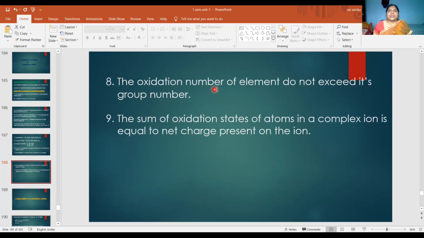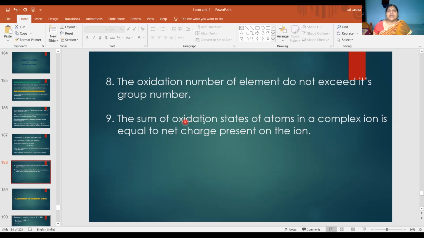Then, the oxidation number of an element does not exceed its group number. For example, if it is a third group element, there may be some exceptional cases. The common oxidation state will be +3, but it should not exceed its group number. It may have +2 or +1, but it should not exceed +3. Aluminum is a third group element, so its oxidation state will be +3, not +4.